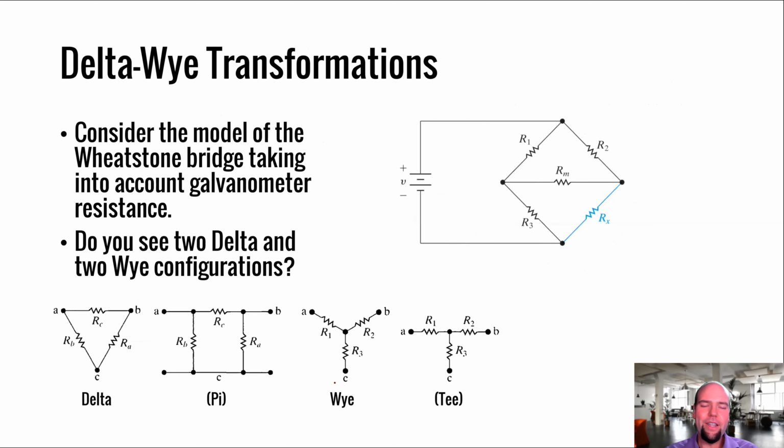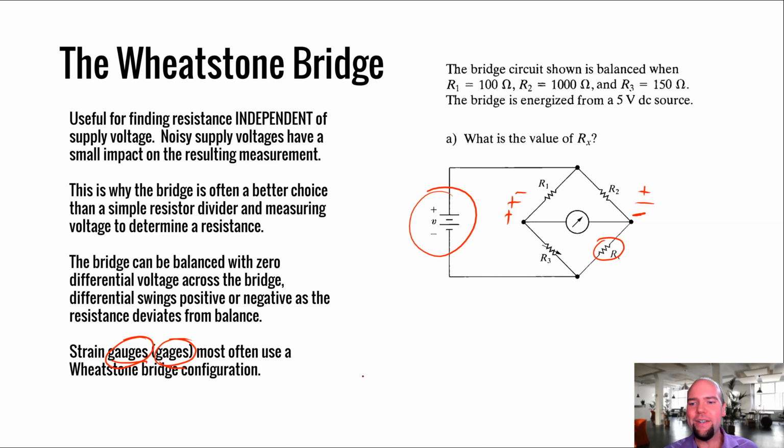So, okay, well, I said we are going to do an example. We got to do this example here. All right, so the bridge in the circuit is balanced when R1 is 100, R2 is 1,000, and R3 is 150. The bridge is energized from a 5-volt DC source. What is the value of Rx?